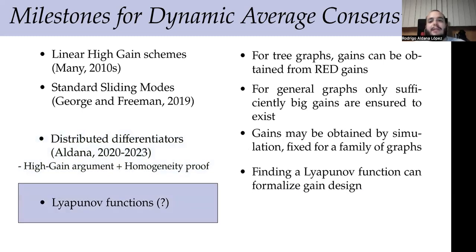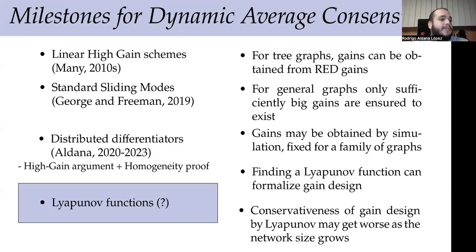So the next step might be to try to find some Lyapunov function which may help us to formalize this gain design, okay? This is what we see from what we have learned in the differentiator development. And of course, in the distributed case, we know that some conservativeness will be introduced using Lyapunov functions, particularly when we increase the network size.